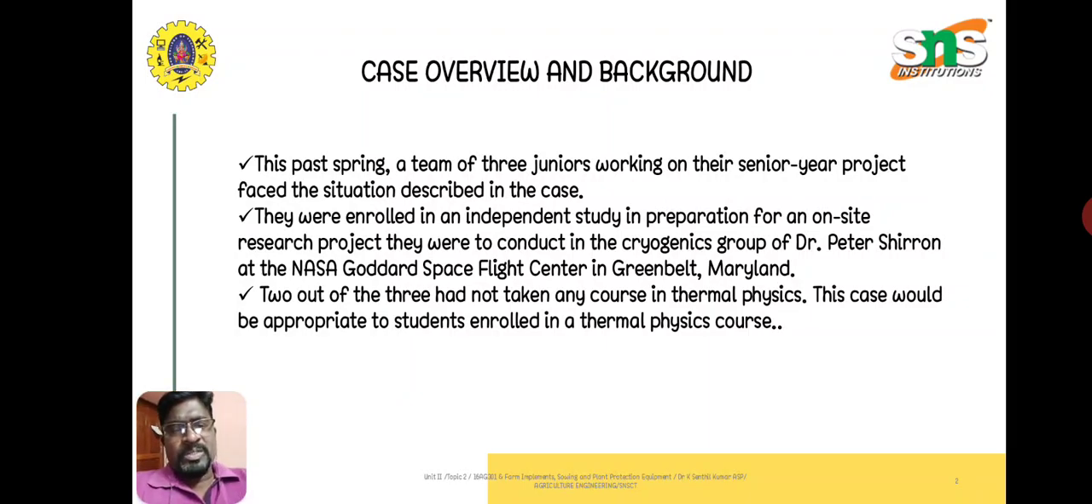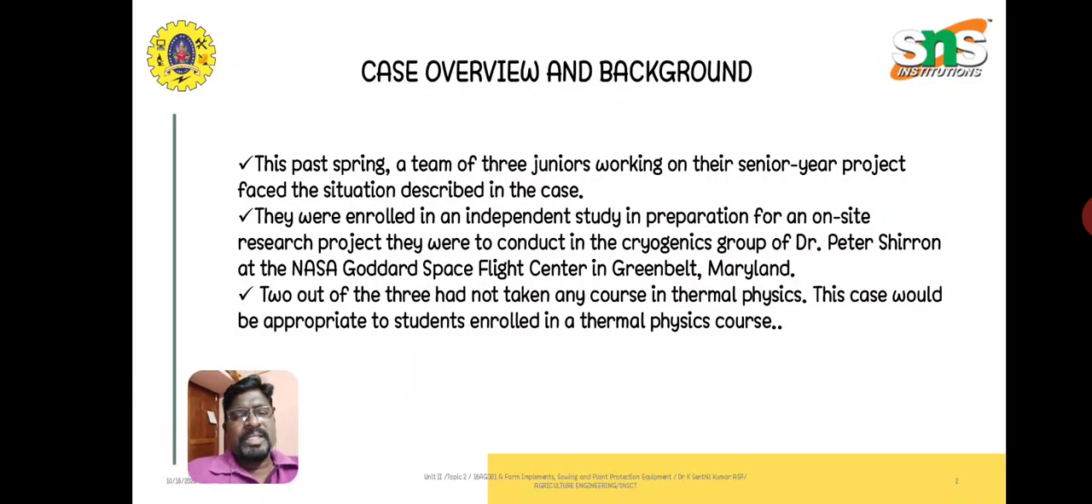To explain the cryogenic case: when the temperature is minus 15, minus 20 degrees Celsius, we used to term it as the cryogenic case. So the cryogenic group of Dr. Peter at the NASA Goddard Space Flight Center in Maryland. So they came to find out there was such a problem. They came across these things: 2 out of the 3 had not taken any course in thermal physics. That is a main thing.